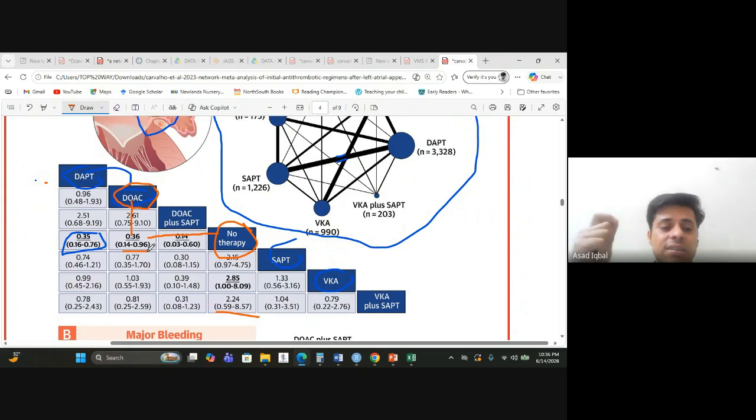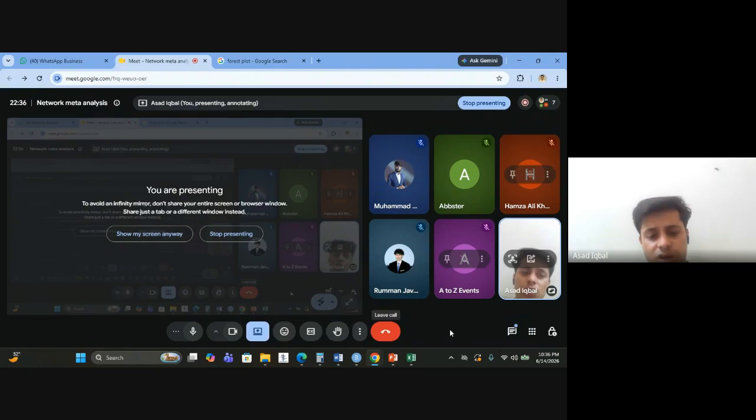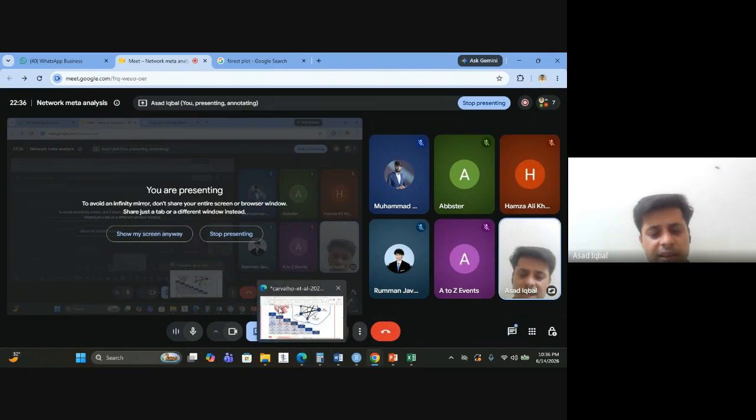How much percent? It's 36, so that would be 64%. The odds of device-related thrombosis are reduced by 64% with DOAC compared to what? Compared to no therapy. Do you understand what I mean?